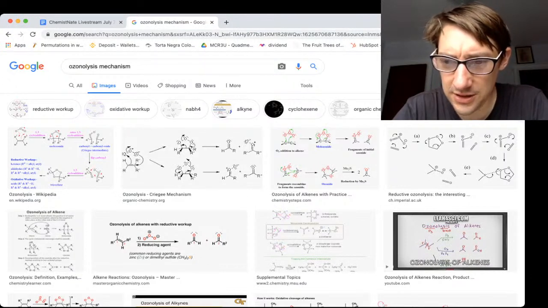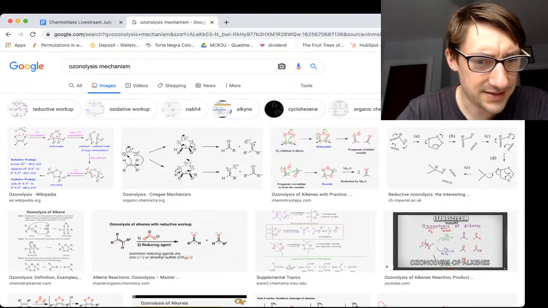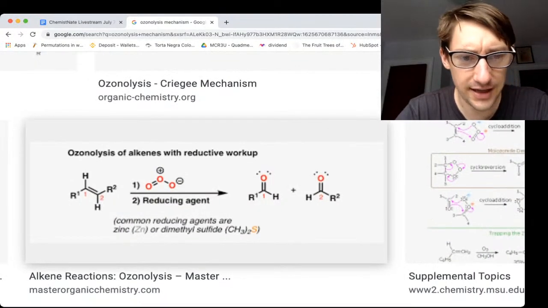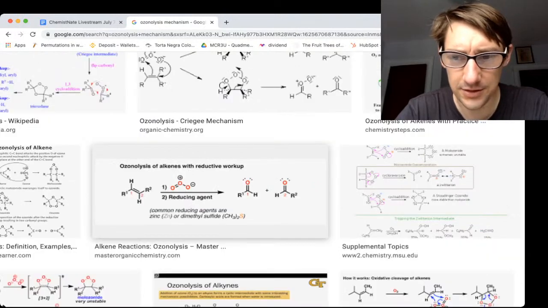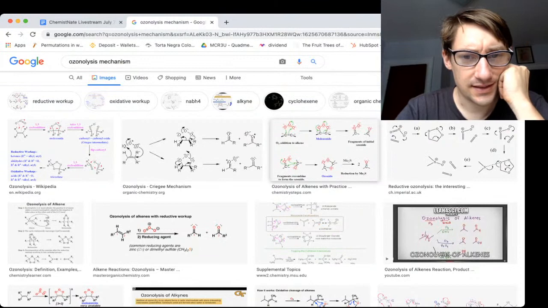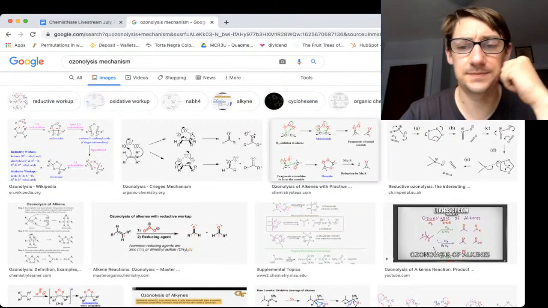Oh, are you supposed to use dimethyl sulfide? Oh yeah, you need that reducing agent. Break it apart, crack, crack. There you go. Okay, got it. Kind of like this one.